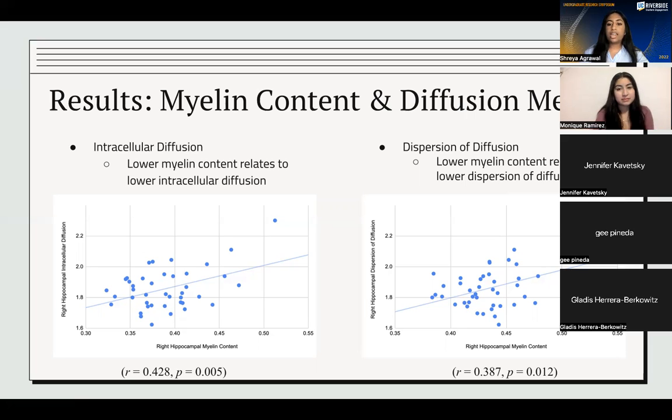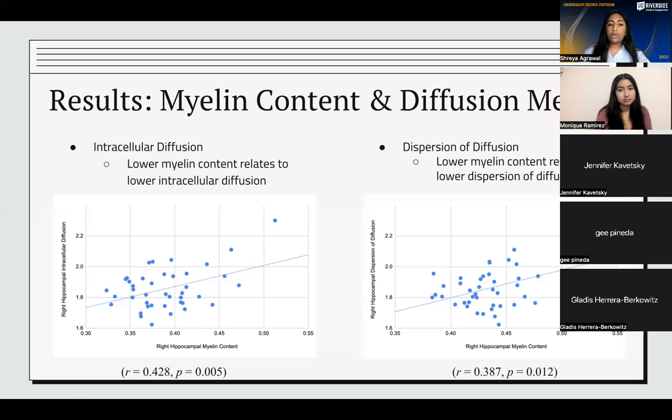And then the second set was a similar direction. It was also a positive relationship, also in the right hippocampus. And this was with dispersion of diffusion. So this meant that lower myelin content related to lower dispersion of diffusion. And for both of these results, we again were not sure exactly which direction these correlations would go, just because these have never been studied in the past. But we were surprised by the results just because we were expecting there to be a negative relationship.